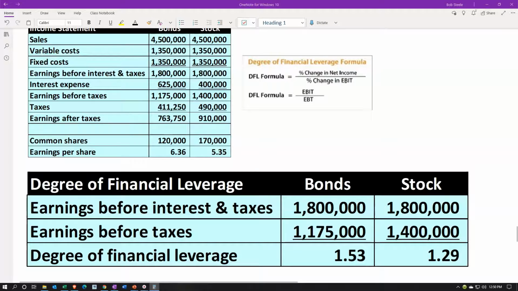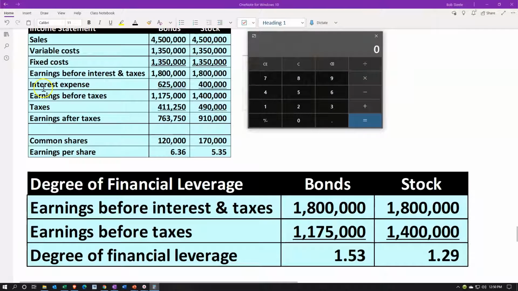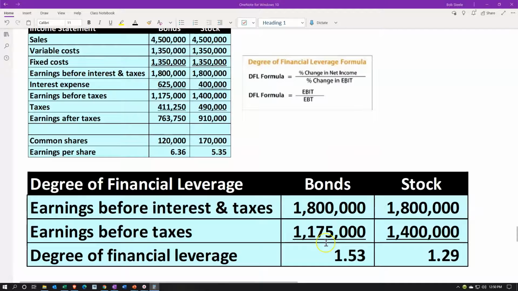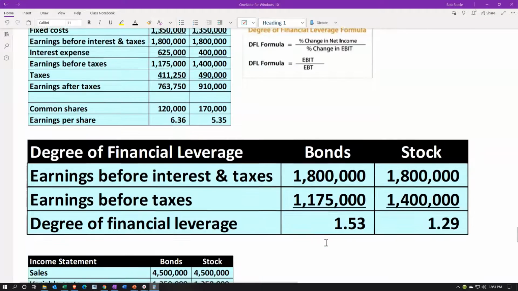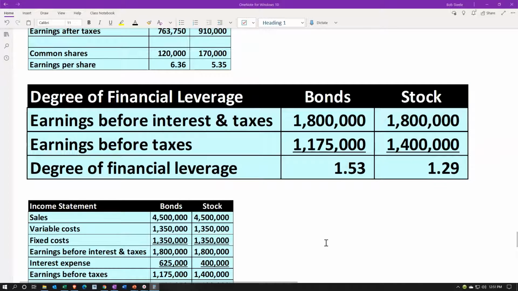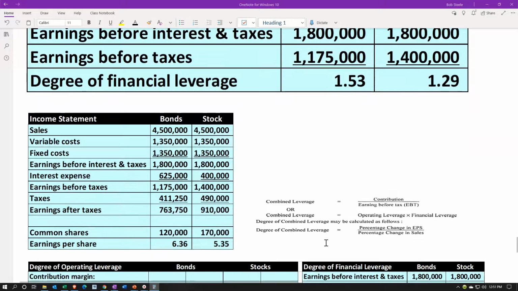So we're going to say that we have the 180,000 divided by the 117,500 is going to be 1.53. And then if I take the 180,000 divided by 140,000, we get the 1.29 about. So now we have more leverage, of course, on the bond side of things with the degree of financial leverage, due to the fact that they financed with bonds as opposed to the issuing of the stock. So you've got the increased leverage for the financing with debt as opposed to the financing with the equity.